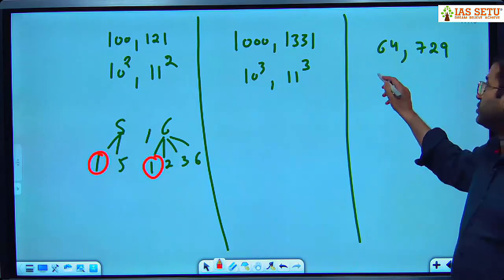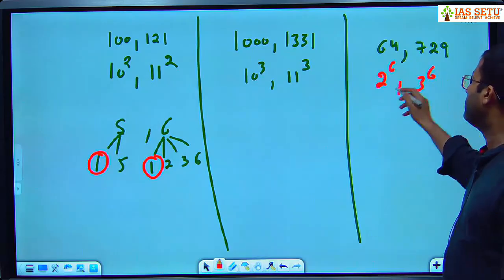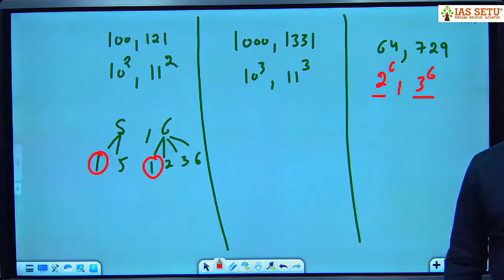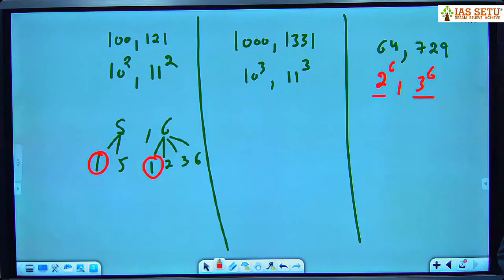So what is this? This is 2 to the power 6. This is 3 to the power 6. 2 and 3 are co-prime. So 2 to the power 6 and 3 to the power 6 have to be co-prime. So we will say yes.